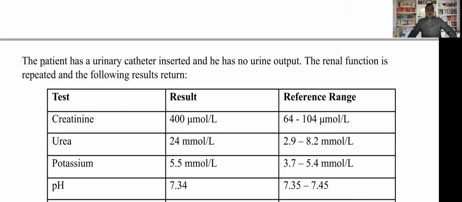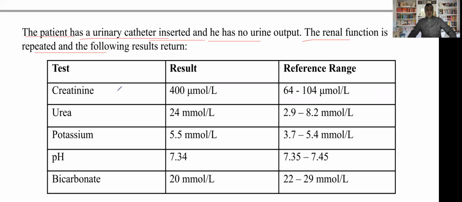So let's move on and continue to the same question. The patient has a urinary catheter inserted and has no urine output. Renal function is repeated with the following result. Creatinine now 400, so he has a massive rise in creatinine. Urea is 24, also a rise, but the rise of creatinine is more than urea. Potassium 5.5, so the patient has hyperkalemia now.